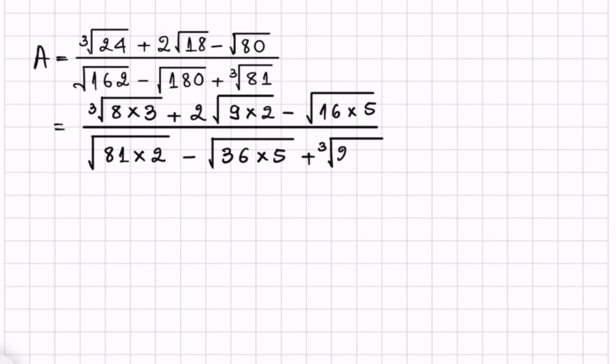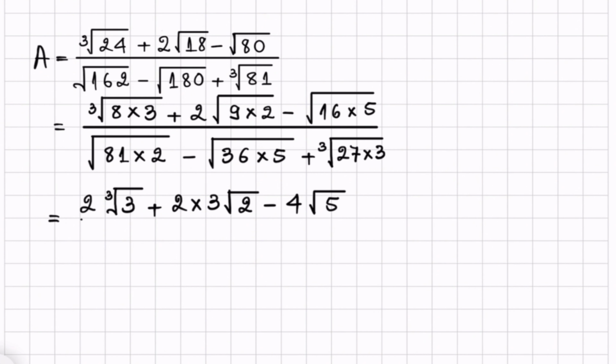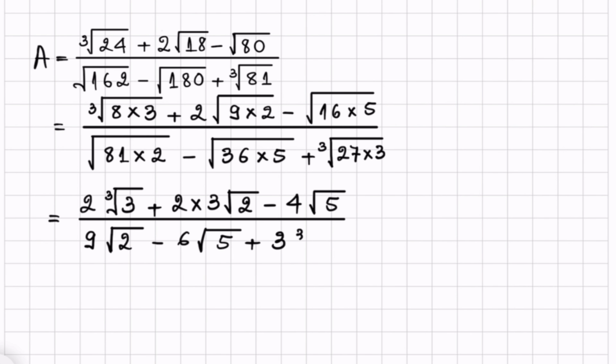And then plus the cube root of 81, which could be written as 27 times 3. Now we will get 2 cube root of 3, plus 2 times 3 square root of 2 minus 4 square root of 5, and then over 9 square root of 2 minus 6 square root of 5 plus 3 cube root of 3.